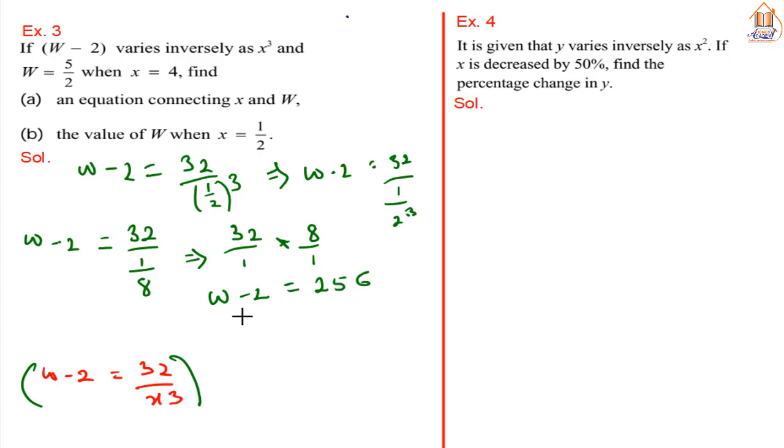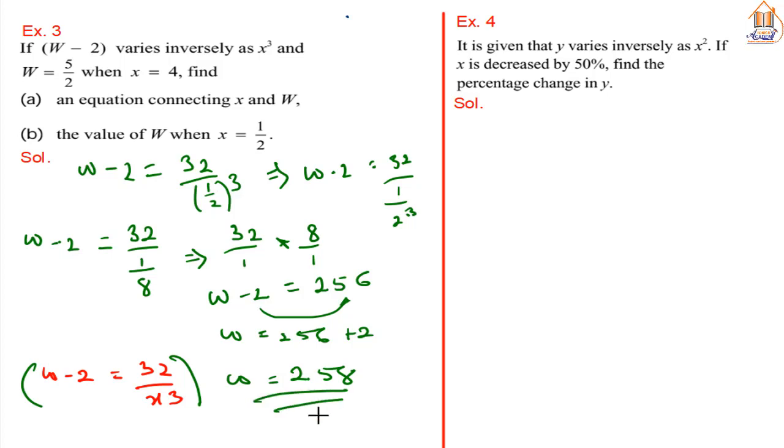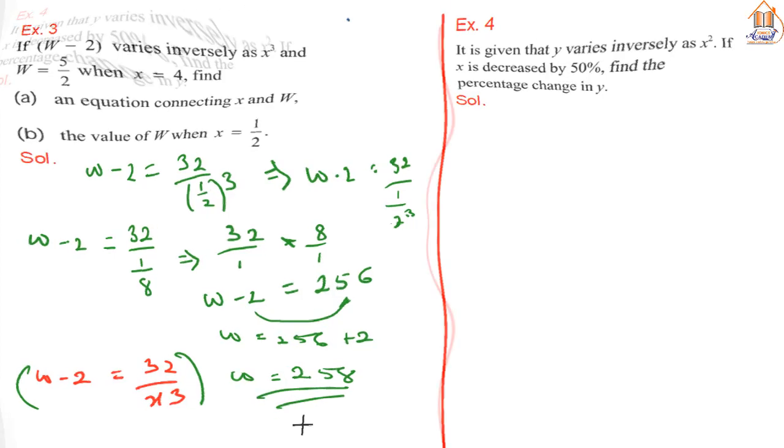So what are we going to have here? We are going to move this minus 2 to this side. How do we go about it? When we do that, our negative sign here will turn to positive. So we have w is equal to 256 plus 2. Our w will now be equal to 258. So this is the value of w when s is equal to 1 over 2.